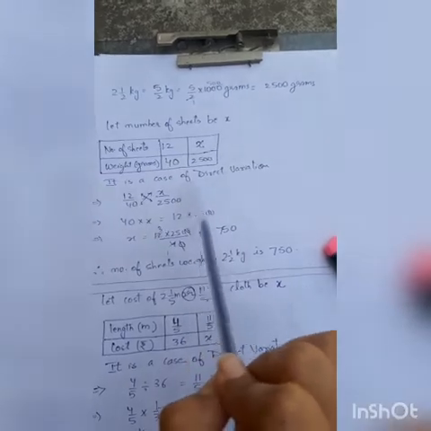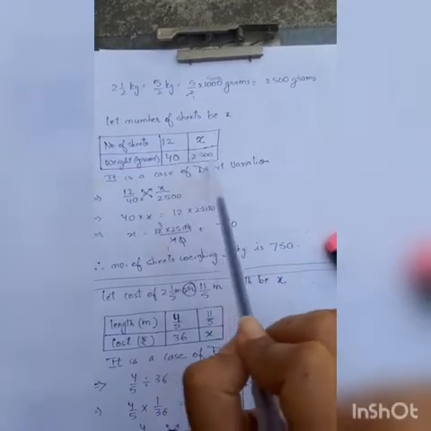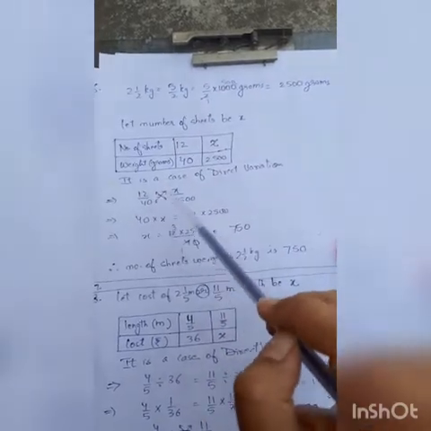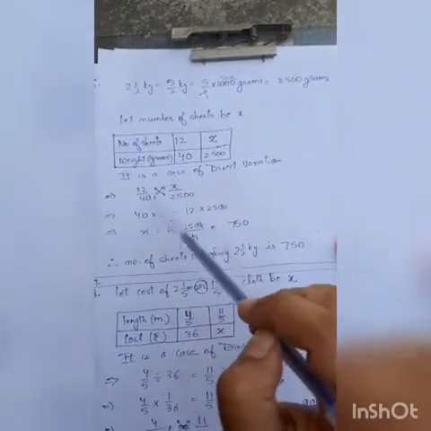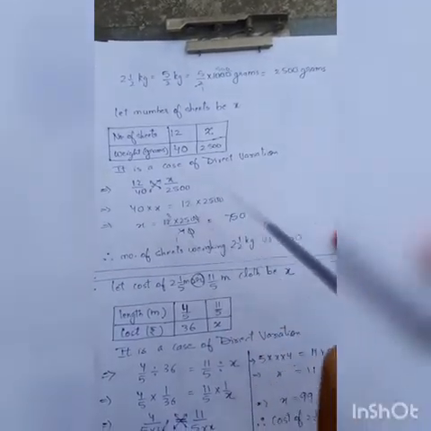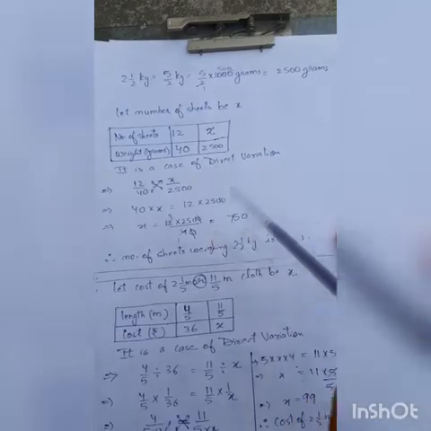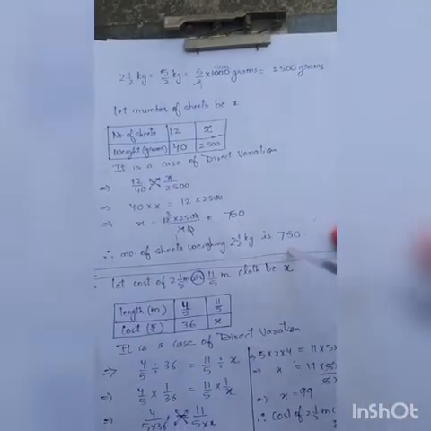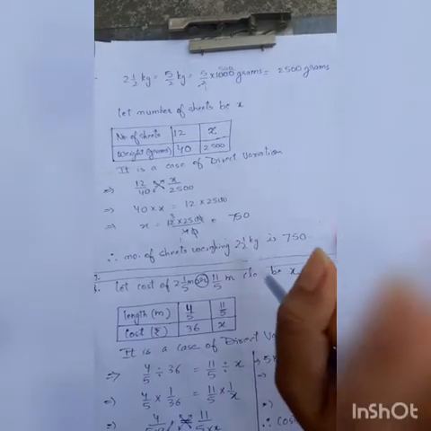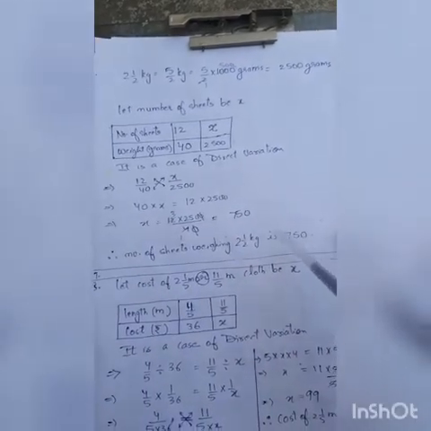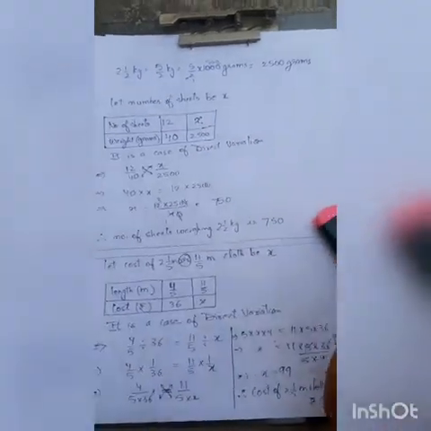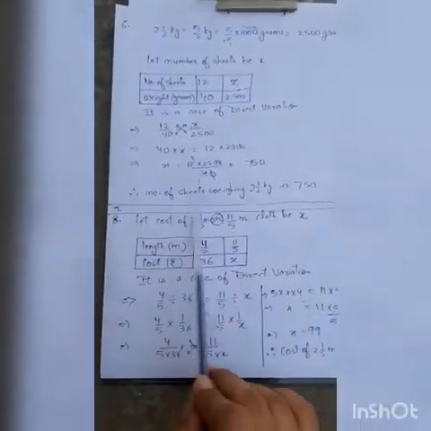It is a case of direct variation, because बच्चे अगर आपका weight बढ़ गया है तो sheets भी ज़्यादा हो जाएंगी. So what are we going to do? 12 upon 40 is equal to X upon 2500. X one I multiplied first. 40 into X is equal to 12 into 2500. X will be 12 into 2500 upon 40. And when I solved, I got 750 as my answer. So the number of sheets weighing 2.5 kg is 750. I can use 2.5 kg or I can say 2500 grams. It is my choice. Question number 7, students, you will do by yourself.